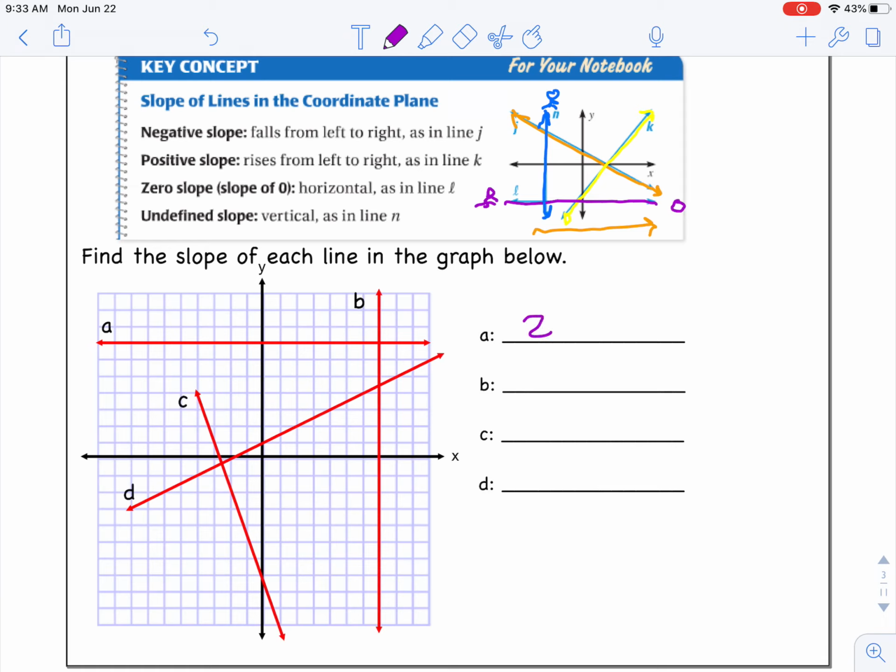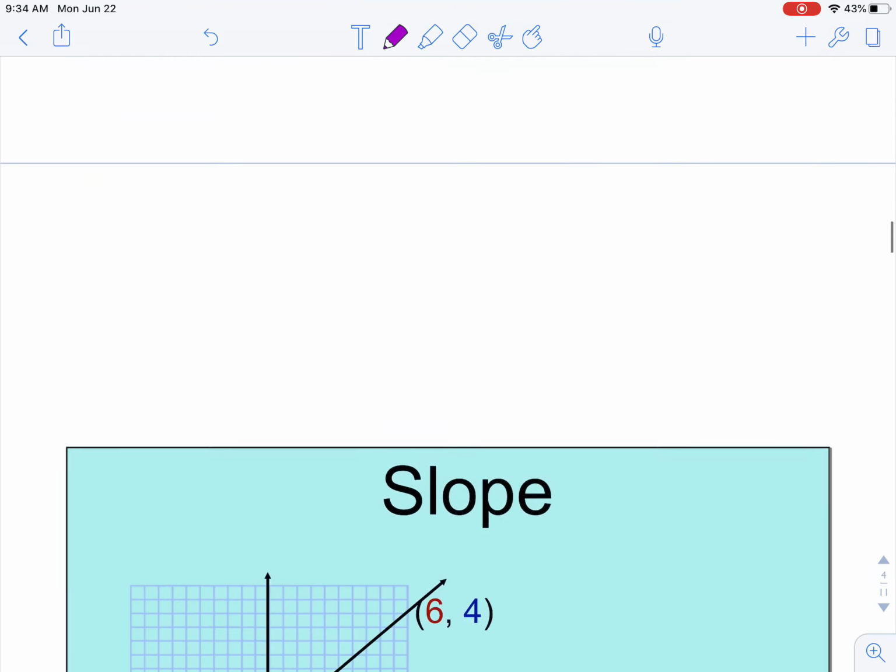Line A is our zero, and line B is our undefined slope. Then line D is positive slope, and line C is negative. Hopefully that's pretty basic and you can fly through those. But we can actually put a value on the slope as well.